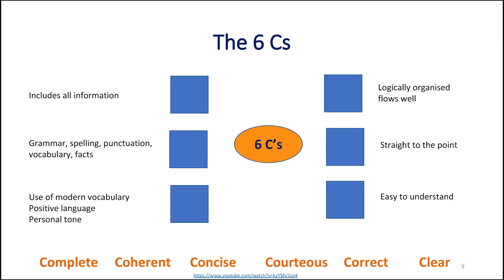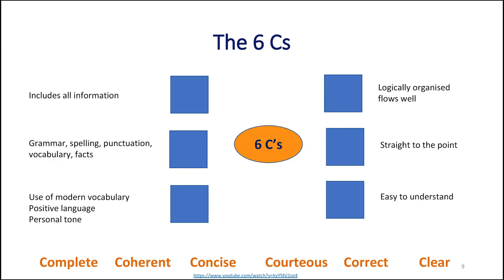There are 6 important C's for you to understand. Include all the information. Do not have any grammar, spelling, punctuation errors or vocabulary problems. Use modern vocabulary, positive language and a personal tone. Positive language is very important for you to inform the reader about the problems in society in a very neat way. Logically organize your flow well. Straight to the point. Don't beat around the bush. That will be boring and the reader will get distracted and will not be able to complete reading your work. And your writing should be easy to understand.